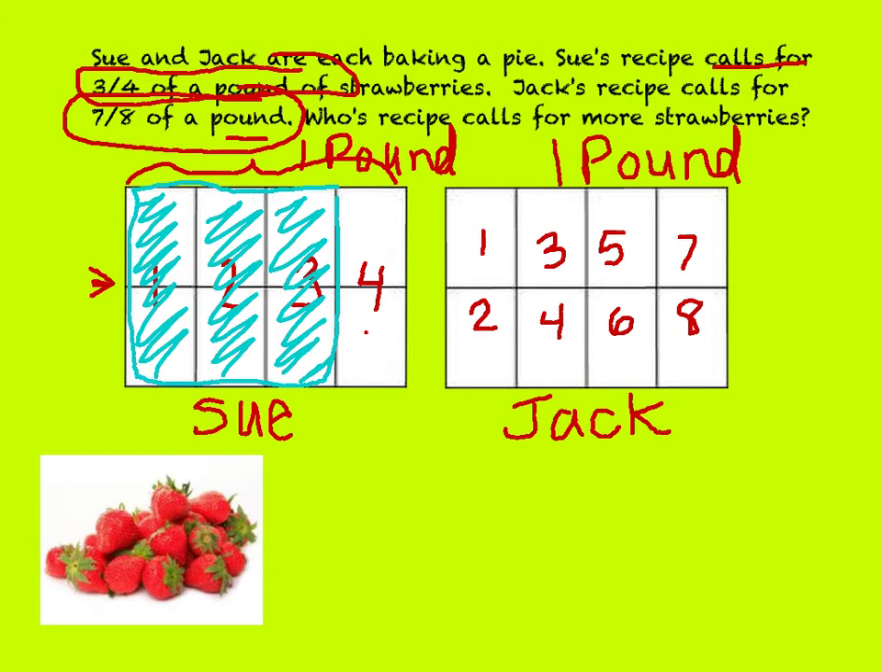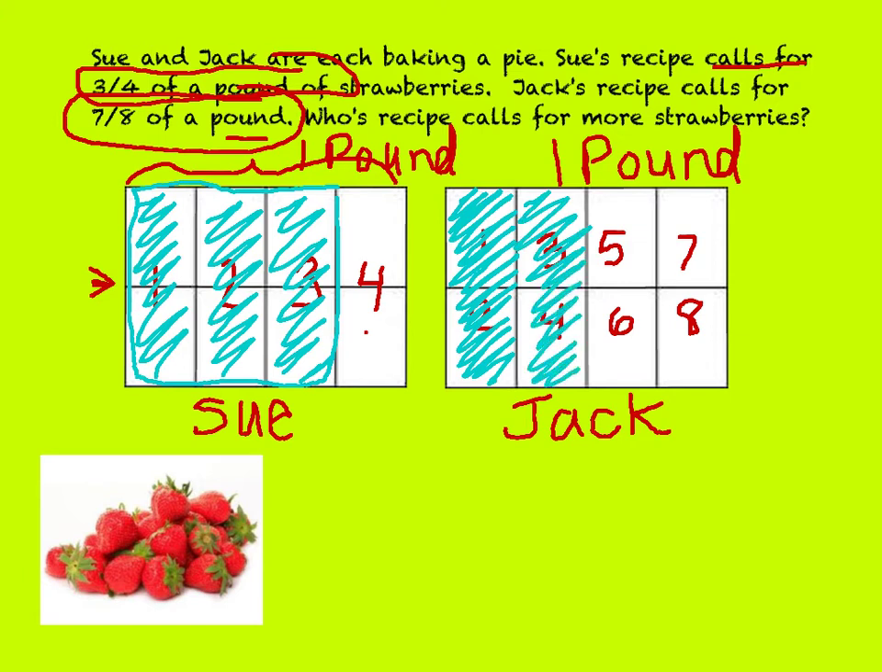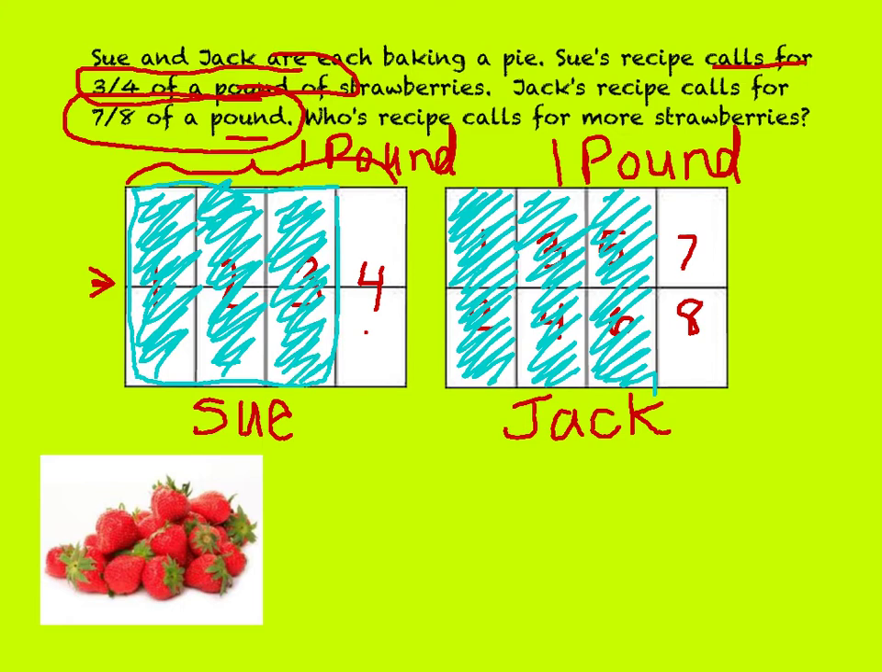Now, Jack, on the other hand, needs 7/8 of a pound. So let's go ahead and shade in Jack. So there's 1, 2/8, 3/8, 4/8, 5/8, 6/8. I'm going to stop right there. What do you notice? Yes, the 2 sides are shaded the same amount. Even though I didn't use as many lines, they're still the same. But he needs 7/8, so I have to color that one in.